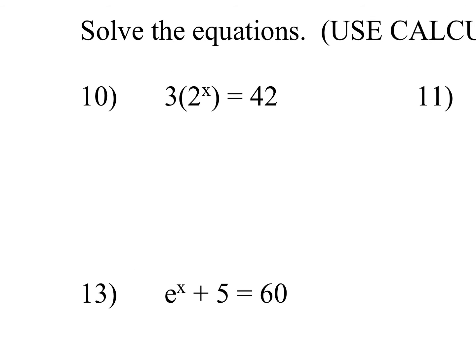So here on example 10, we have 3 times 2 to the x equals 42. And one of the steps we talked about up top, isolate the exponential component. So I'm going to divide both sides by 3. So 2 to the x equals 14.